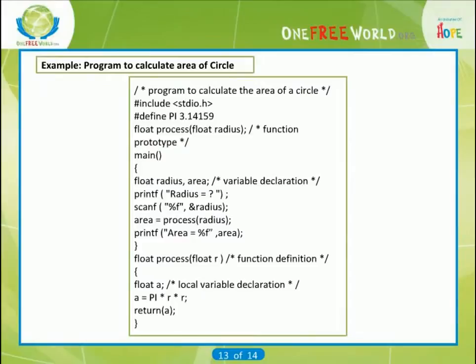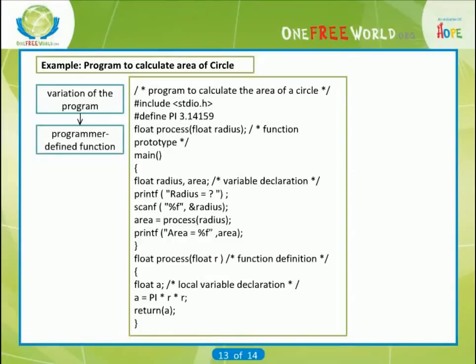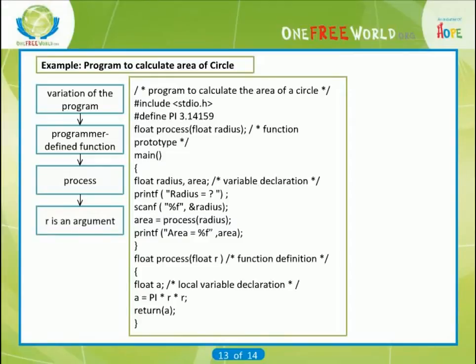Example, program to calculate area of circle. Here is a variation of the program given in the above example for calculating the area of a circle. This version utilizes a separate programmer-defined function called process to carry out the actual calculations, that is to process the data. Within this function, r is an argument, also called a parameter, that represents the value of the radius supplied to process from main, and a is the calculated result, that is returned to main.